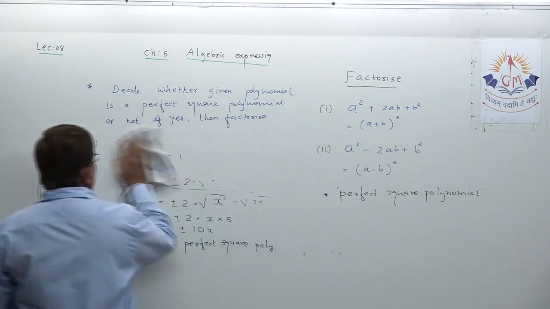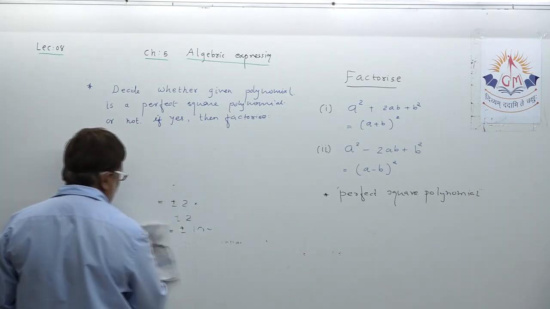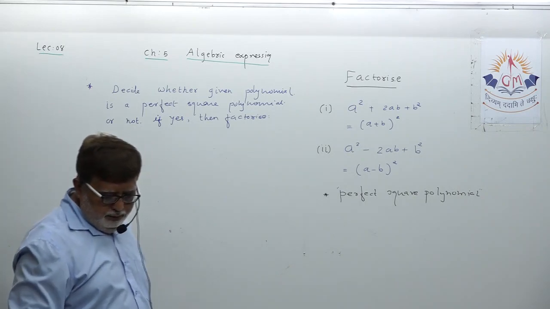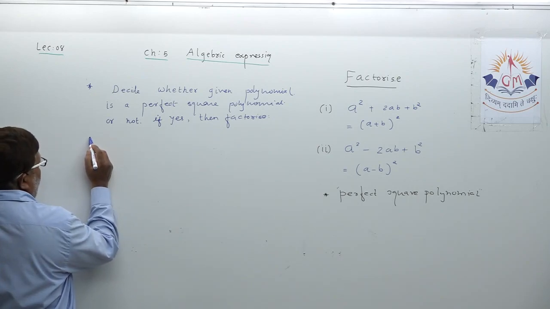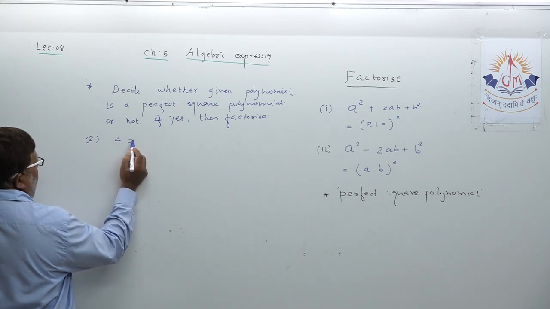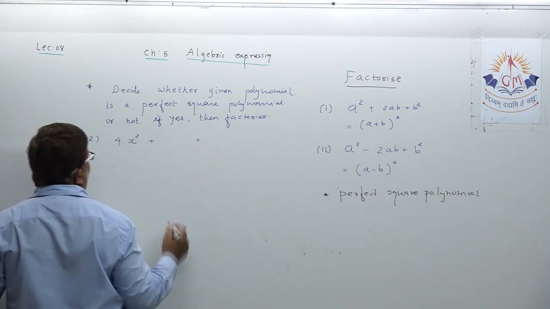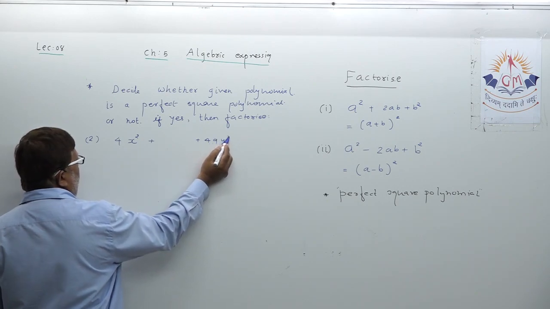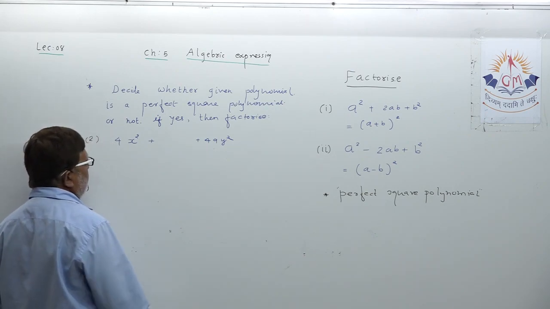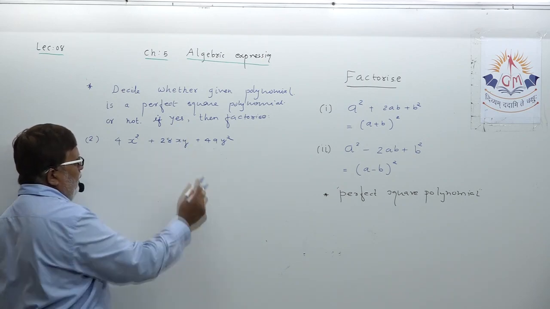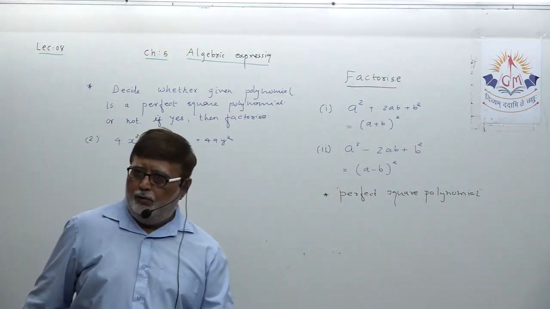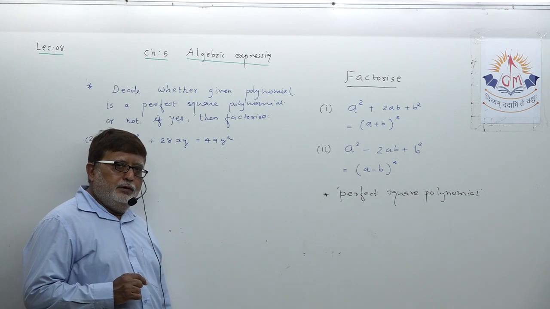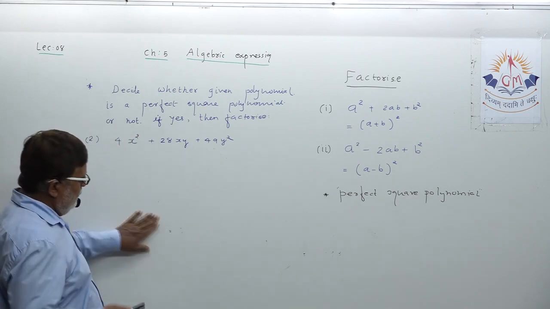Let us take the second one. Okay? Suppose the example is like this: 4x square plus 49 y square, okay, and here 28xy. You have to factorize, no doubt at all. But before factorizing, I want you to decide whether it is a perfect square polynomial or not. Okay? Let us do it.